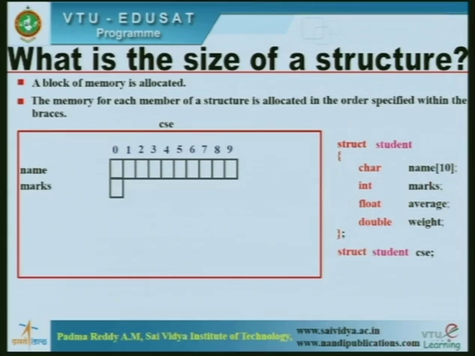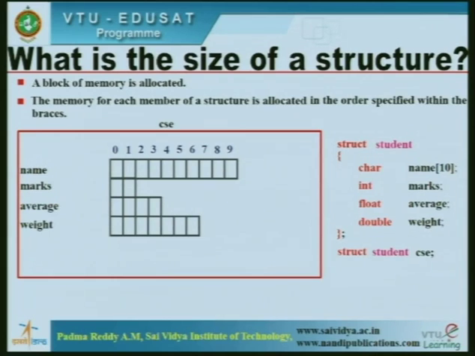Then marks takes how many bytes? 2 bytes, because marks is of type integer. And then we have average. The average takes 4 bytes, because average is of type float. But there is one more field called weight. Now tell me, what is the size of double? If it is a 16-bit machine, then size of the double will be 8 bytes. So for weight, 8 bytes will be allocated. 1, 2, 3, 4, 5, 6, 7, 8.